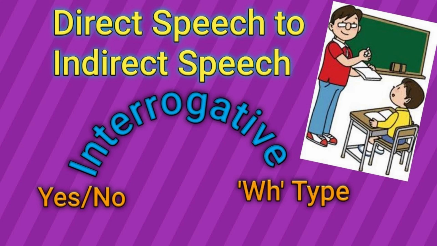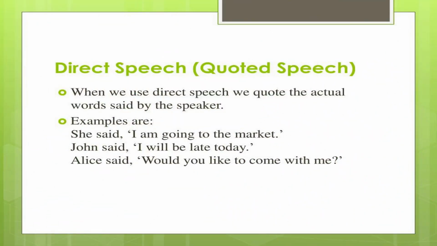In this section, we are going to see about interrogative sentences in direct and indirect speech. Let us recall what is direct speech. The actual words of the speaker are called direct speech. In direct speech, we use inverted commas in order to mark the exact words of the speaker.